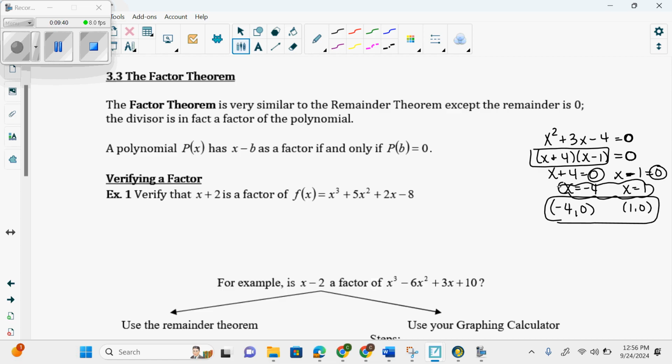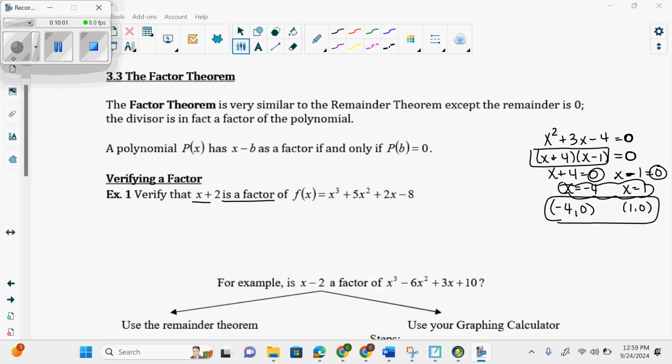So first off, they can ask us, is x plus 2 a factor? So what's the easiest way? Find the remainder. If the remainder is 0, it's a factor. If the remainder is 7, 9, 22, anything but 0, it's not a factor. That's it. So tell me if this is a factor or not.